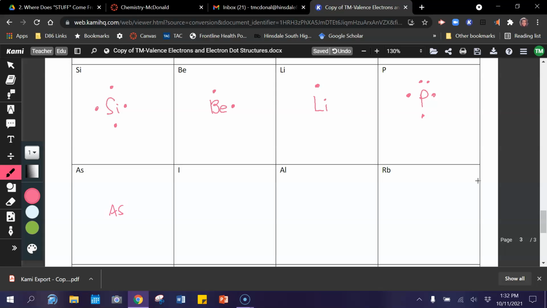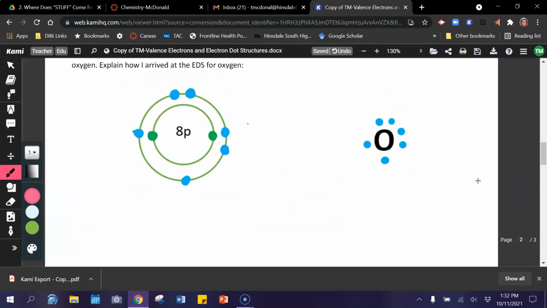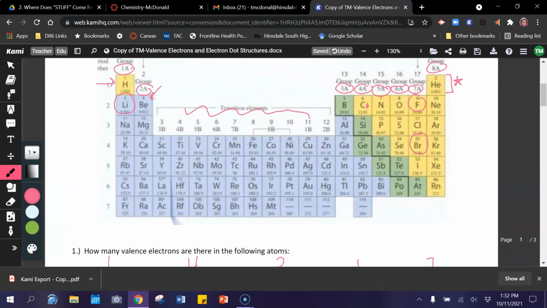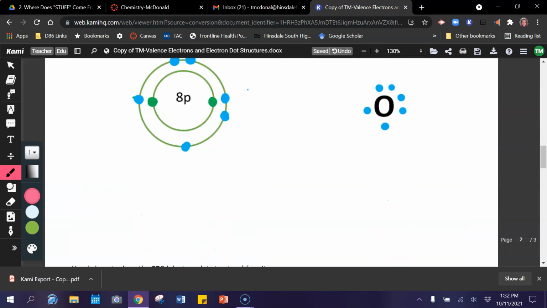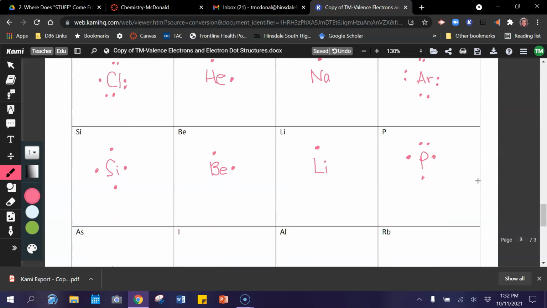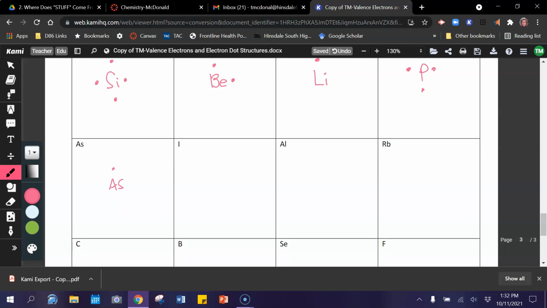Arsenic. Oh, I forgot which column arsenic is in. Let's go back up and look. So arsenic is here. Oh, right below phosphorus. So it also has 5 valence electrons. So we have 1, 2, 3, 4, 5.